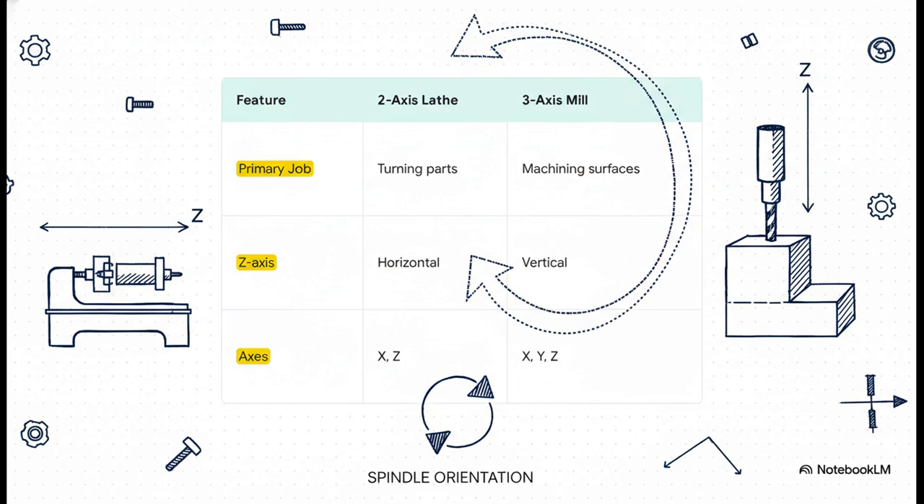On a lathe, it's horizontal. On a mill, it's vertical. The key thing to remember is this. It's not about up or across. It's always about the orientation of the main spindle. Once you really get that, you are halfway there.